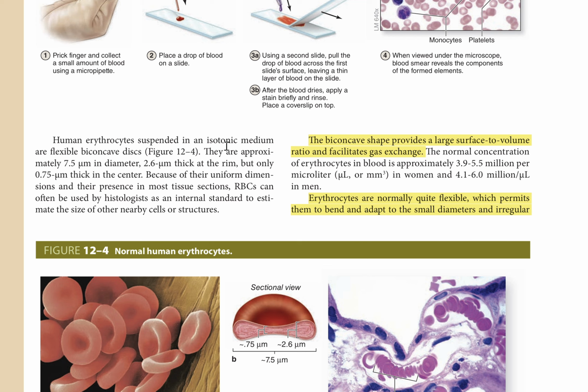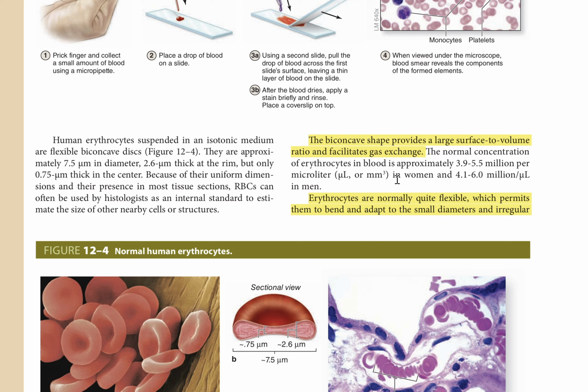Human erythrocytes suspended in an isotonic medium are flexible biconcave discs. They are approximately 7.5 micrometers in diameter. Their thickness is described here. I'm not going to read this paragraph because it's very easy, so I've highlighted in yellow the important things I need to study. The biconcave shape provides a large surface to volume ratio and facilitates gas exchange. As you know, the red blood cell is an oxygen carrying cell, and it transfers oxygen to the different organs.